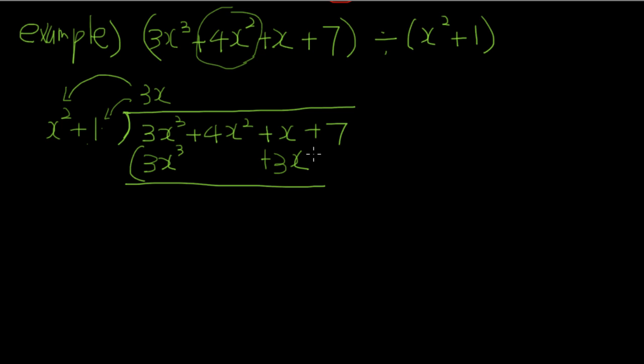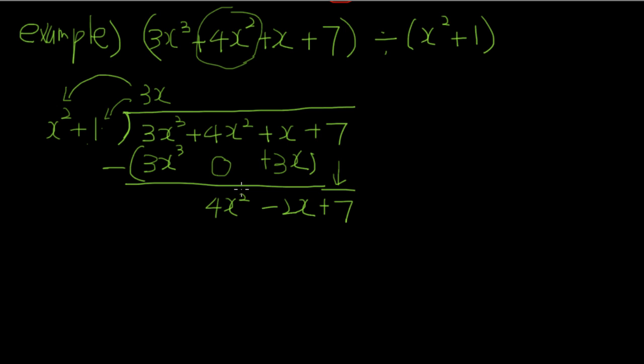Okay. Then what do we do? Subtract. So if we subtract, the first term is going to be 4x squared minus, I guess, 0, there's nothing there, so it would be 4x squared, x minus 3x is negative 2x, and we'll bring this guy down, so 7 right there.